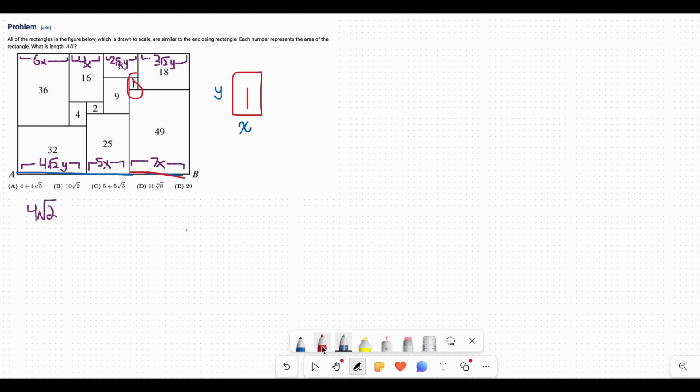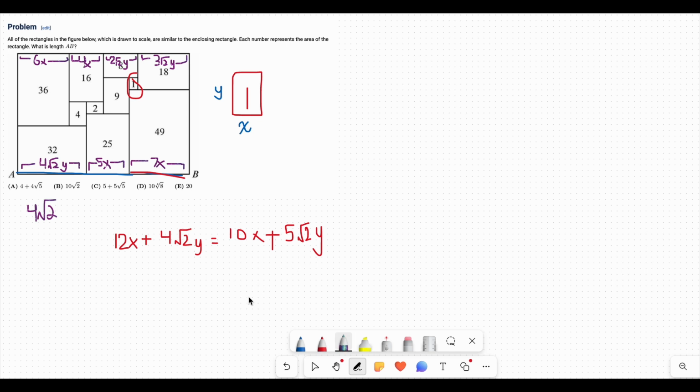Now what? We, of course, set these two as equal. So we have 5 plus 7 is 12, so 12x plus 4 root 2y equals this top length. 6 plus 4 is 10, so 10x plus 5 root 2y, since 2 plus 3 is 5.